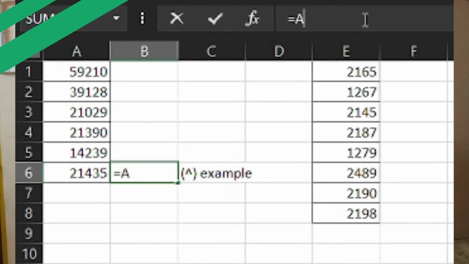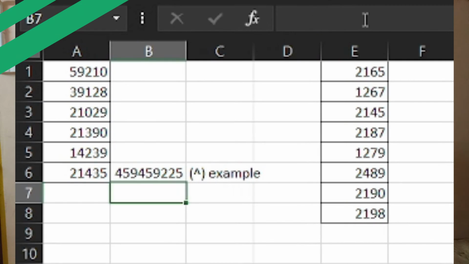Lastly, we have the circumflex symbol. We want to find the square value of cell A6. We use the circumflex symbol and write this formula in the formula bar: equal sign A6 circumflex 2.